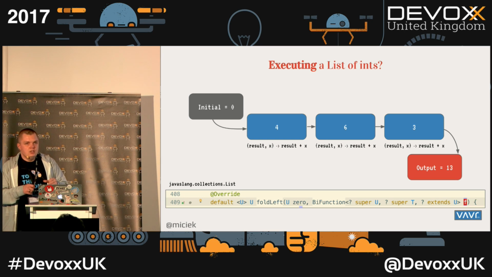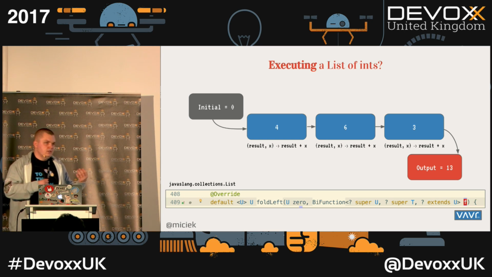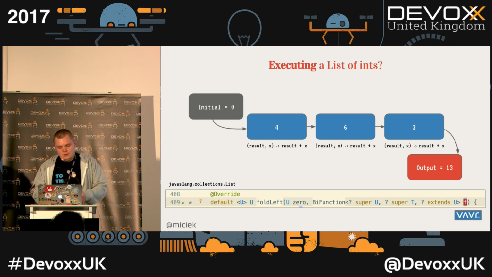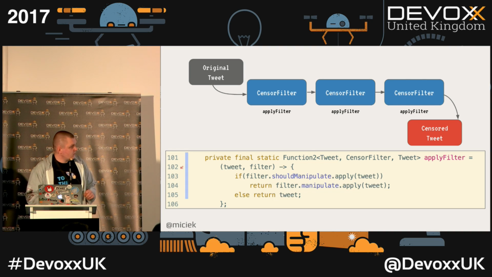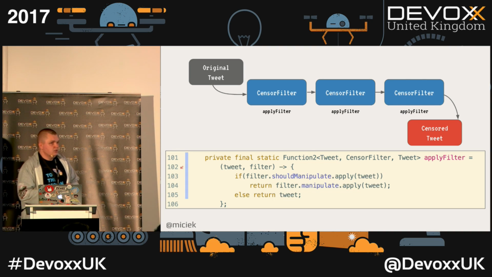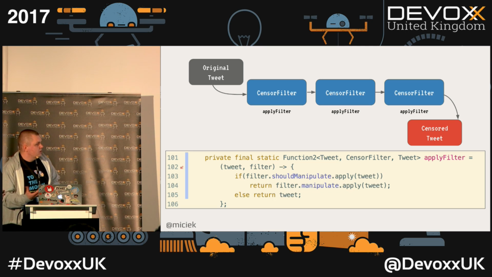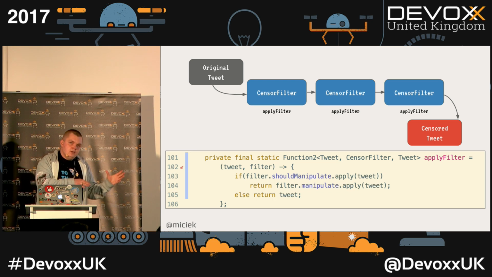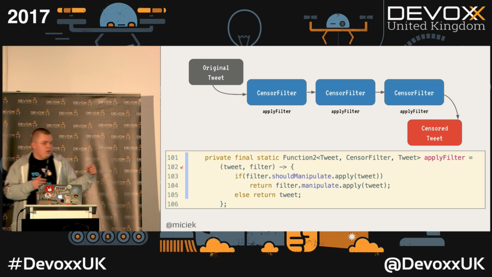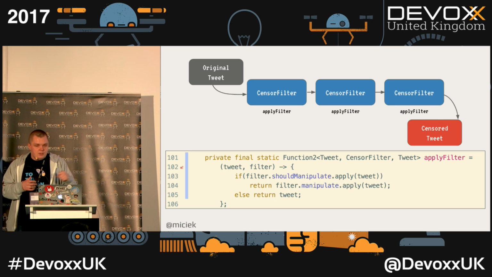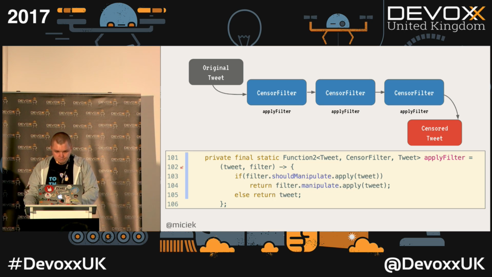The second one is the function, which takes two parameters. The first one is the current result, and the second one is the element of the list that we are currently processing. In our case, the apply filter function that we provide for fold left needs to look like that. It's called apply filter, and it takes the current version of the tweet and the current filter. We just call should manipulate on the tweet and return the manipulated tweet. But whenever it shouldn't be manipulated, we just return the original tweet. So this is how it looks.